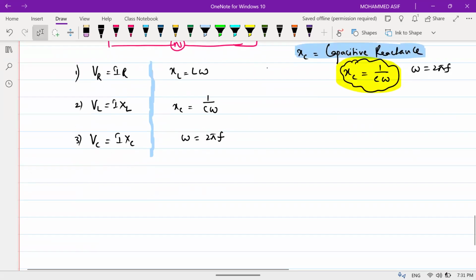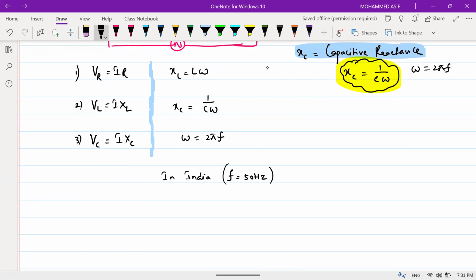Okay. In India, what is the frequency which we are using in households? 50 hertz. In the USA, they use 100 hertz. That is the reason the instruments of the USA will not work here unless and until we use an adapter. Am I clear?